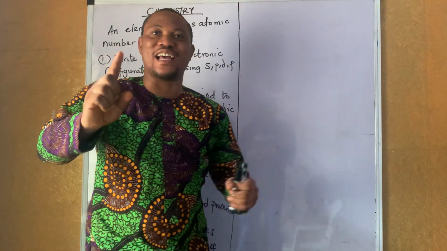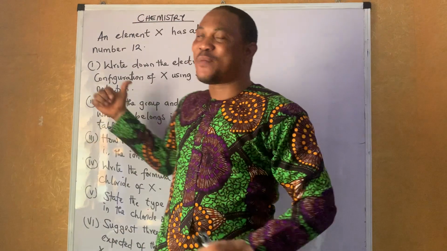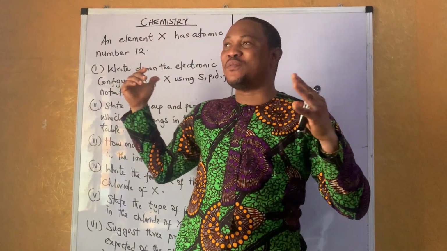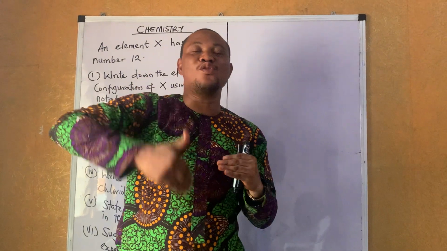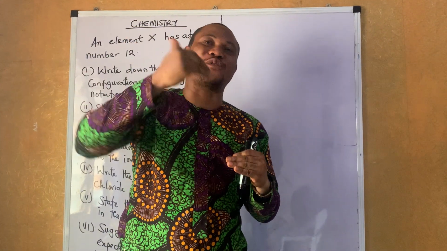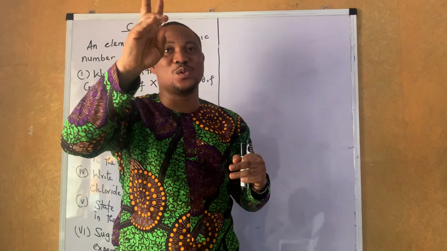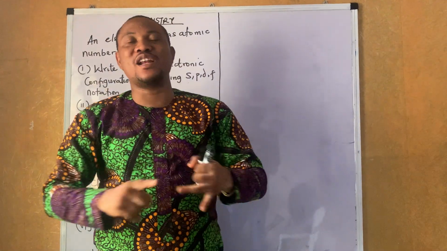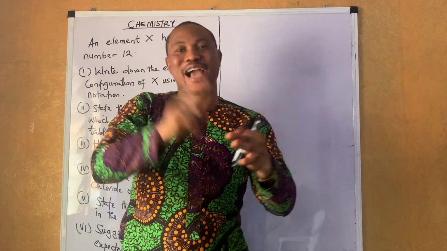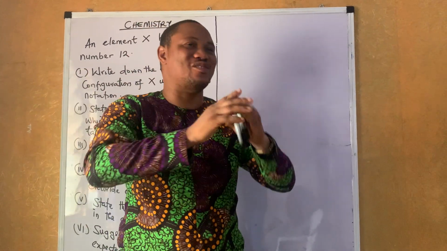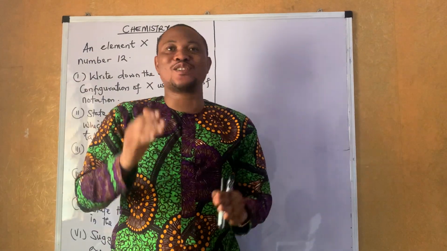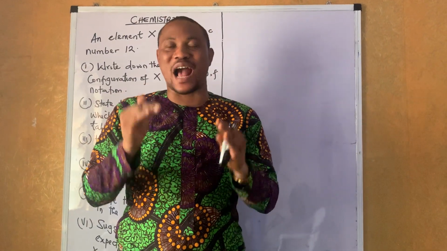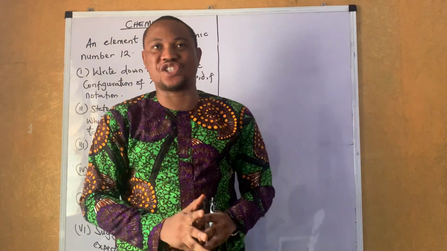If you remember on this channel, we have done this topic. And one of the topics we have done on this channel is the rules that guide the writing of electronic configuration. If you remember, 3 rules, very important: Hund's rule, Pauli exclusion principle, and the Aufbau principle. We have dissected it. We have solved questions on it. I have explained them. So if you have not watched that video, kindly go and watch that video.